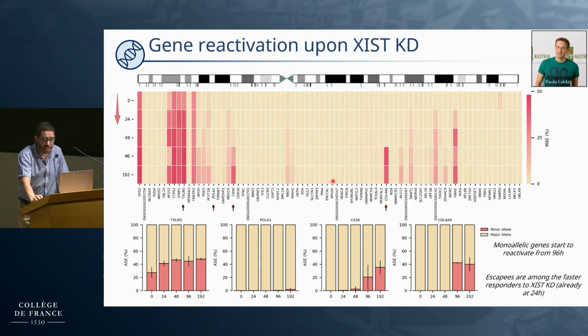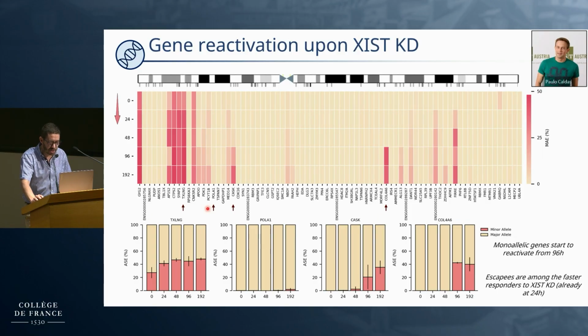So what we did next, we performed allelic expression analysis to inquire about the behavior of X-linked genes, for which we have a genetic variant. We are in a human context, so we are not as lucky as when we can control genetics as we do in the mouse. So in this heat map, what is important is this light brown means monoallelic expression. The balanced biallelic expression is dark red. So here in the bottom, I show some examples.